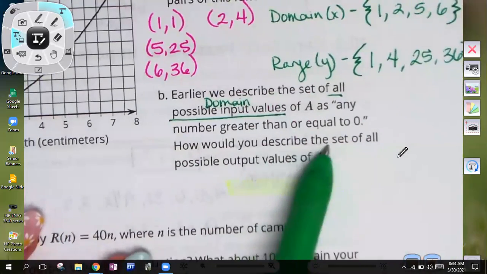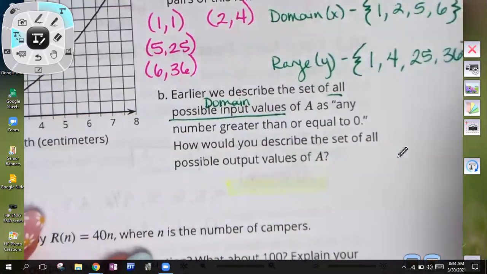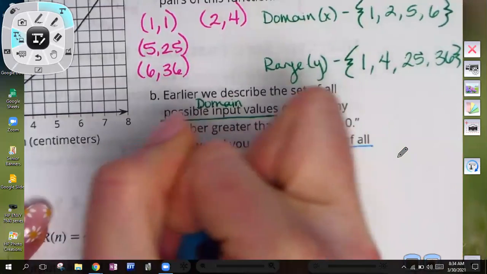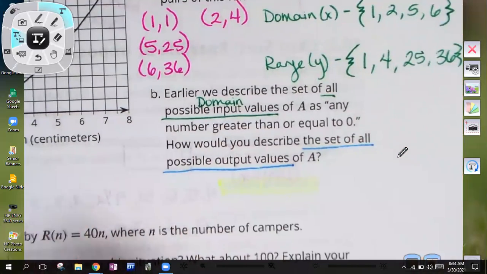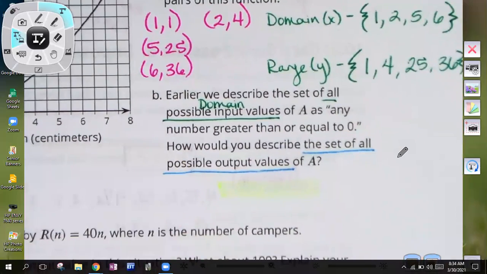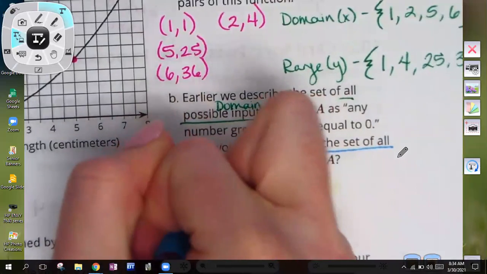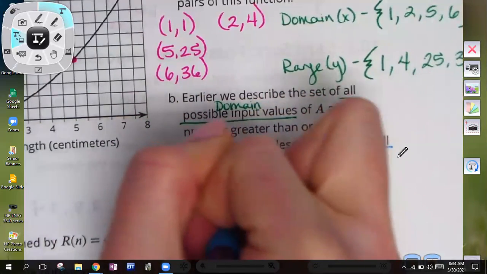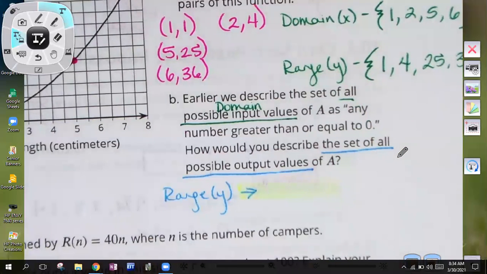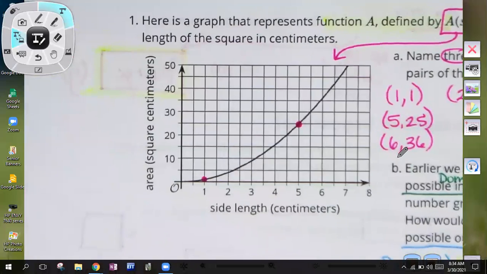How would you describe the set of all possible output values? Underline the set of all possible output values. Okay, so if all the possible input values is our domain, what is the possible output values called? Range. Okay, those are our Y values. All right, so that means we go from the bottom of our function to the top of our function. Down to up.